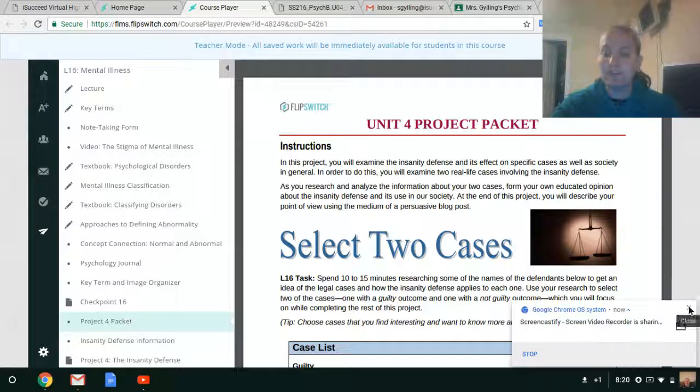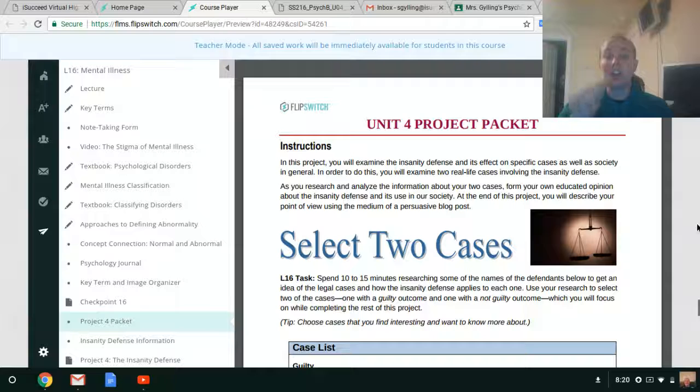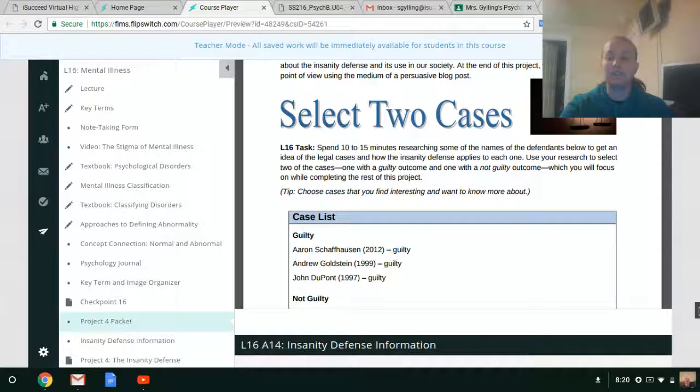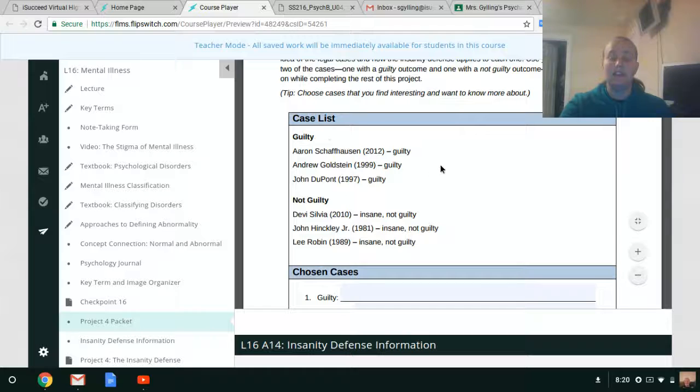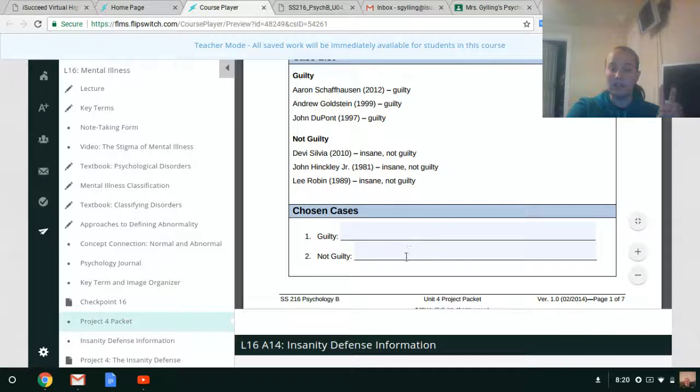Like the first project that you had, you're going to do it day by day or lesson by lesson. On the first lesson, all you're going to do is a little bit of research. You're going to look up these different case lists. You're going to Google the names. You're going to Google Aaron Schafferson or Andrew Goldstein or Devi Sylvia. You're going to Google them and see what you can learn about them, see what interests you. And after you've done that, you're going to pick one of the guilties, and one of the not guilties by reason of insanity. And you're going to write them down. So whichever 2 cases interest you the most, one guilty, one not guilty, you're going to write that down. And that's all you have to do for lesson 1.